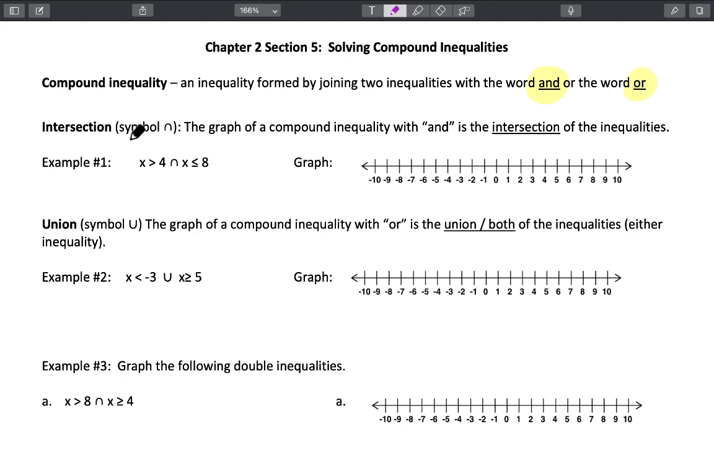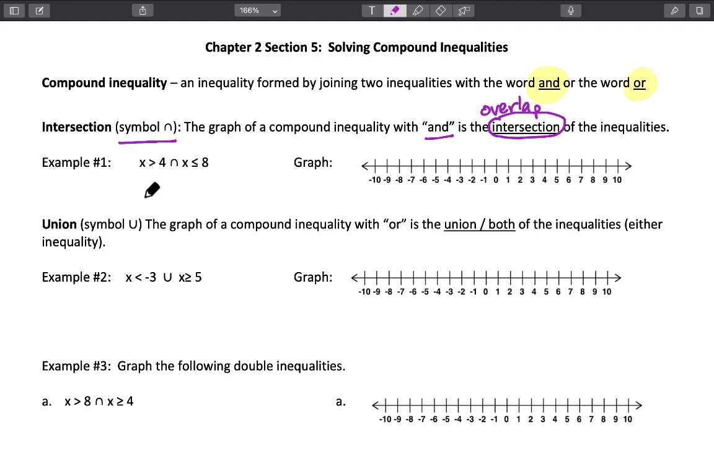The intersection, which is known by this symbol here, it looks like an upside down U, is the graph of a compound inequality that is joined by the "and." It represents the intersection or the overlap of the two inequalities. So think of intersection or overlap where these two inequalities or what they have in common. All right, so let's look at example 1 here.